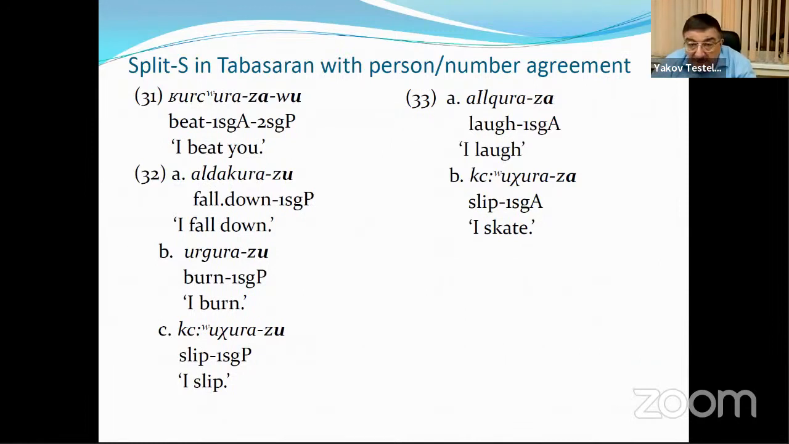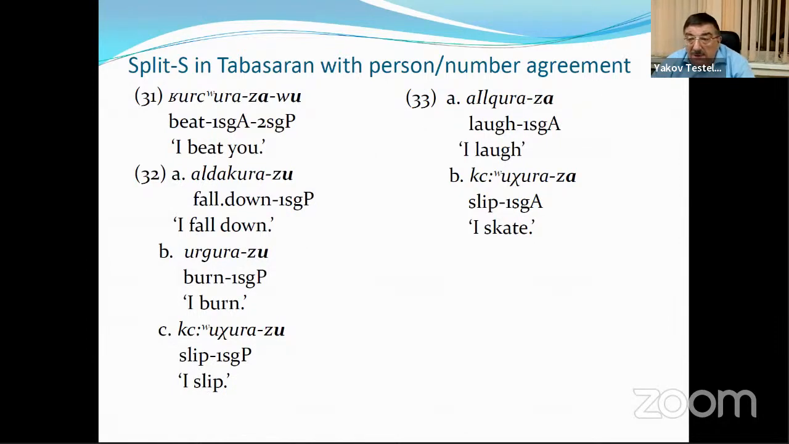It's active-inactive. So A is for suffixes or clitics which denote first and second person in this case, but also other forms of first and second person. So, hurtsvura zavu, I beat you. Zavu, I-you. Well, with patience, Aldakurazu, I fall down, Zu, I burn, Urgurazu, Zu, I burn, Ksuhurazu, I slip, Zu.